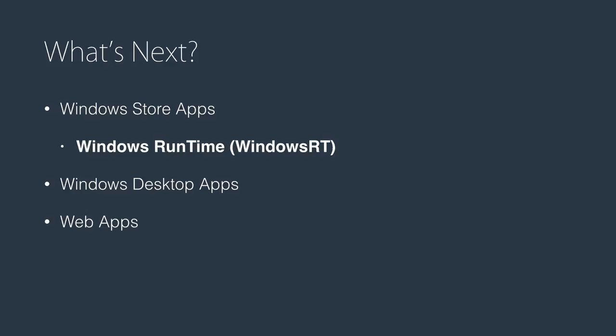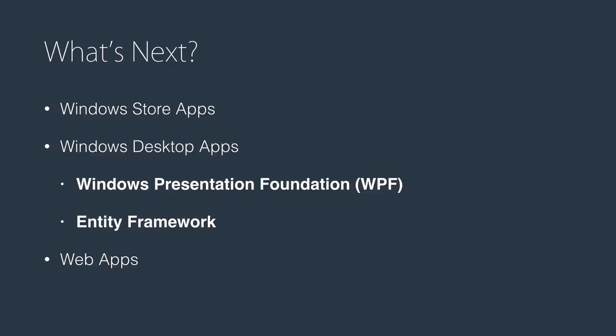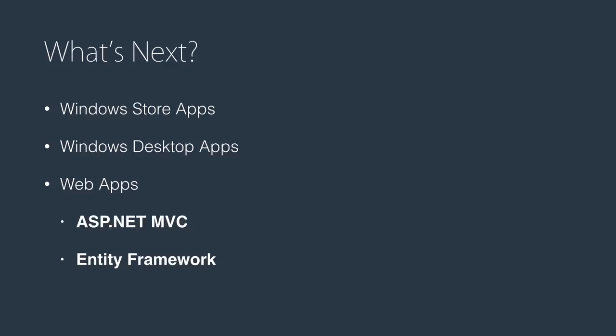If you want to build applications that run only on desktops, which is like traditional Windows applications, as a minimum, you need to learn about Windows Presentation Foundation or WPF and Entity Framework. Entity Framework is used for accessing the database. If you want to focus on building web applications, you need to learn ASP.NET MVC and Entity Framework.